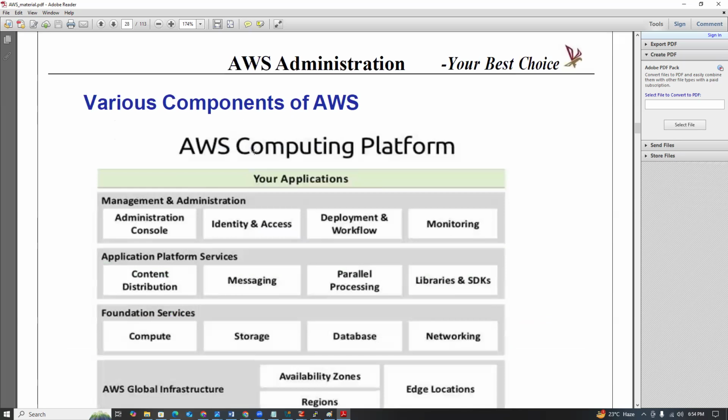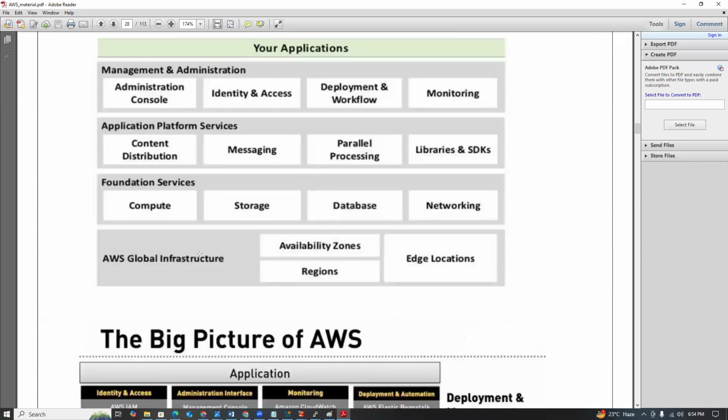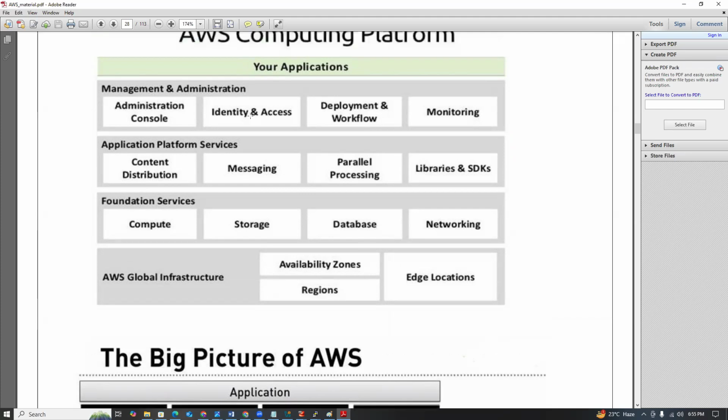So, the various components of the AWS Cloud Computing Platform. What is that? AWS is the global infrastructure. There will be availability zones, regions, and edge locations. I will tell you about this. So what are the foundation services? Compute, storage, database, and networking. Application platform services: content distribution, messaging, parallel processing, libraries and SDKs. Management and administration: administration console, identity and access, deployment and workflow, monitoring.